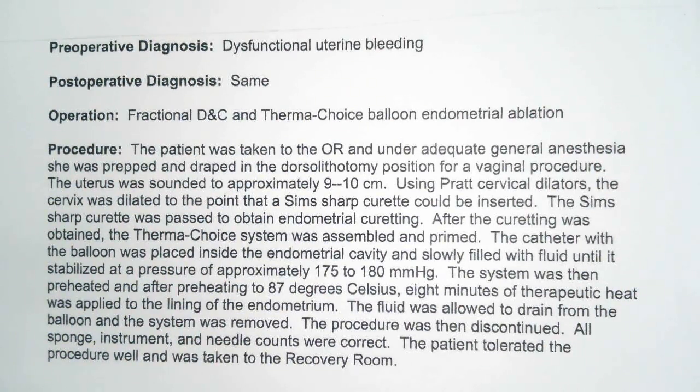The catheter with the balloon was placed inside the endometrial cavity and slowly filled with fluid until it stabilized at a pressure of approximately 175 to 180 mmHg. The system was then preheated, and after preheating to 87 degrees Celsius, 8 minutes of therapeutic heat was applied to the lining of the endometrium. The fluid was allowed to drain from the balloon. The system was removed. The procedure was then discontinued. All sponge, instrument, and needle counts were correct. The patient tolerated the procedure well and was taken to the recovery room.